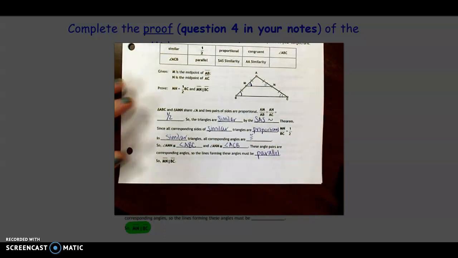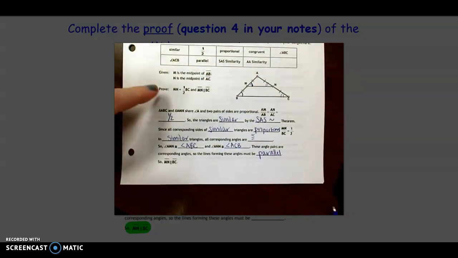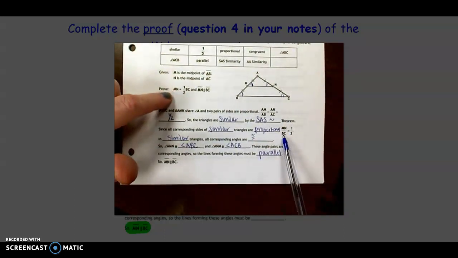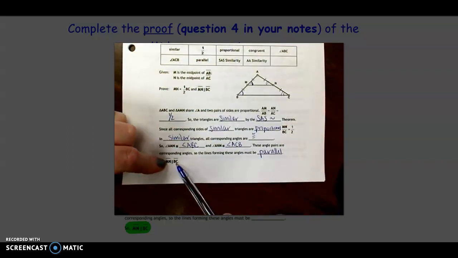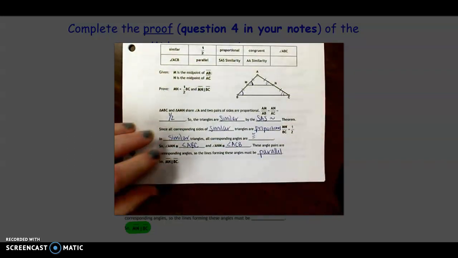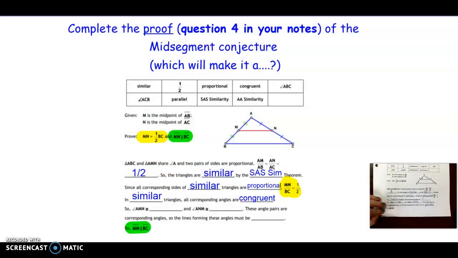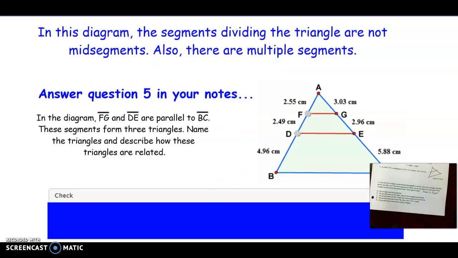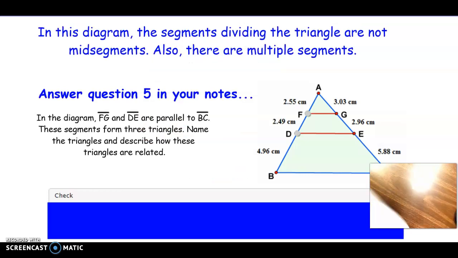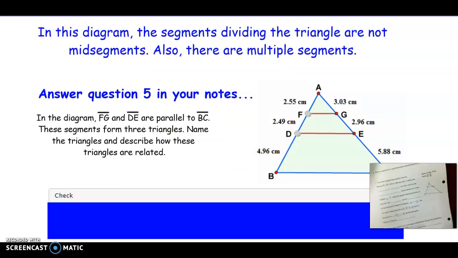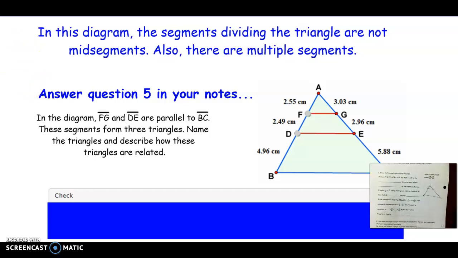And so now we have proven both parts of the midsegment theorem. We proved that MN is half of BC and that MN is parallel to BC. So that is known now as the midsegment theorem. Now in question 5, we have some segments that are dividing our triangle, but this time they are not going to be midsegments because we don't have any midpoints. We do, however, know that we have some parallel segments. FG, DE, and BC are all parallel to each other.